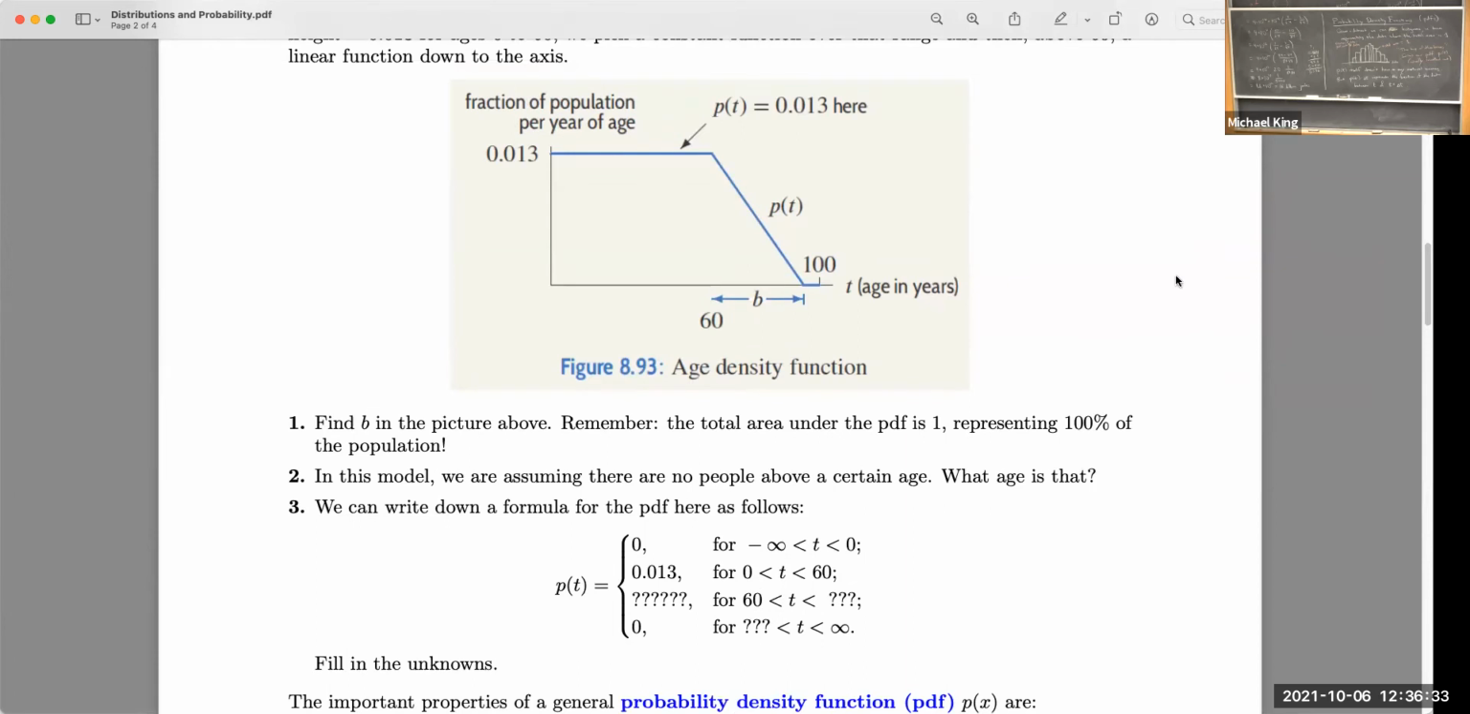Yeah, so see if you can work on these problems. You don't have to be that crazy. You just need area, just areas of triangles and rectangles.